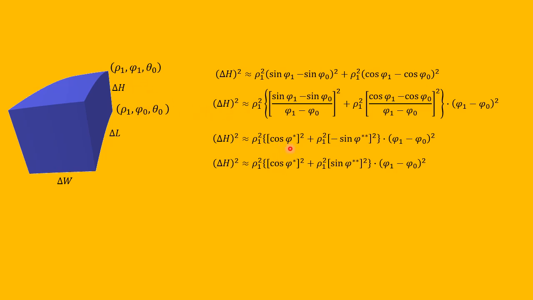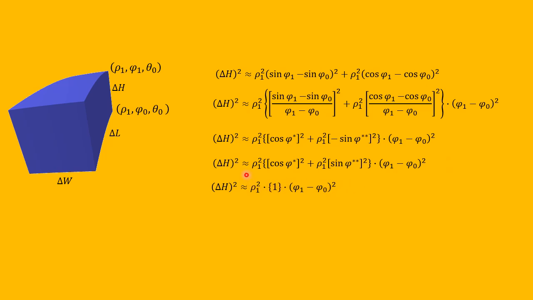These phi stars and double stars, being sandwiched between these two numbers, also get very close to each other. So for very small boxes, these two angles are just about the same. And if they were the same, cosine squared of this plus sine squared of this would equal 1. So in approximation for very small boxes, we can say that that is essentially equal to 1, and we can replace that with this factor of 1.